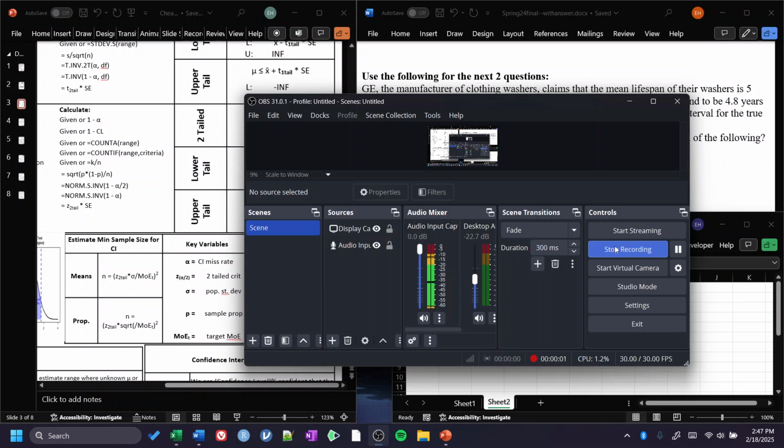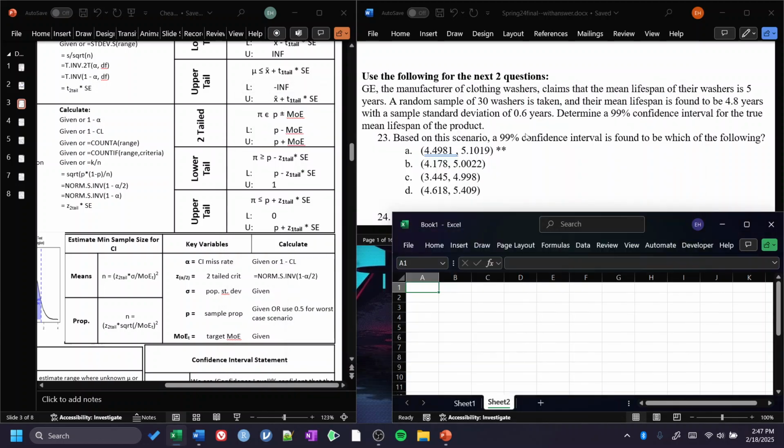Hello everyone. In this video, we're going to do another look at confidence intervals and how to use our flowchart to help figure out which equations to use and actually how to utilize them. Let's look at another problem from a previous final. So let's look at this one.